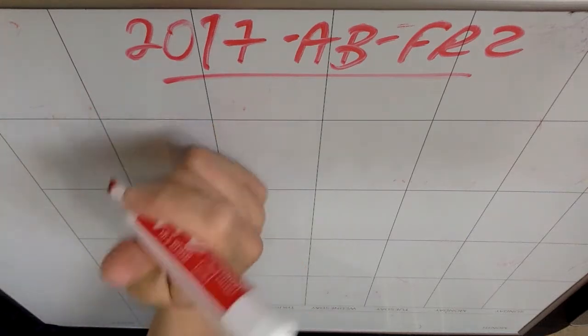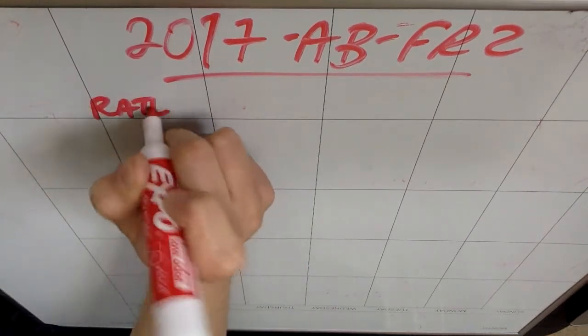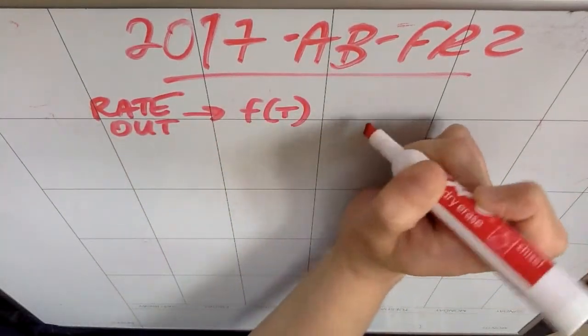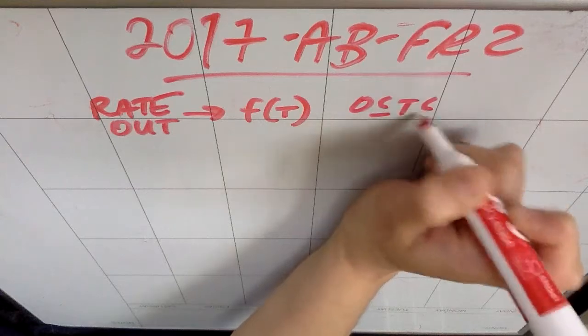So, important to note, this is a rate in, rate out problem. So the rate the bananas leave the stand is F of t, right? And it's from 0 to 12, okay?